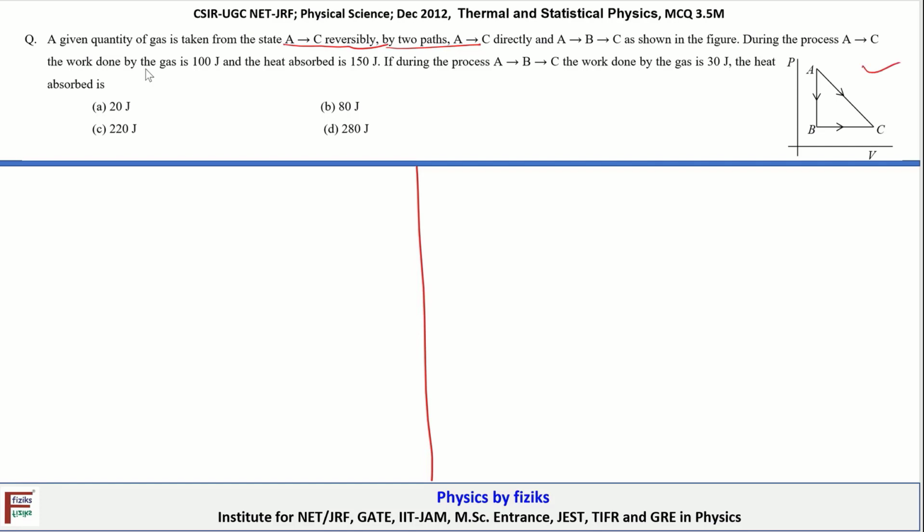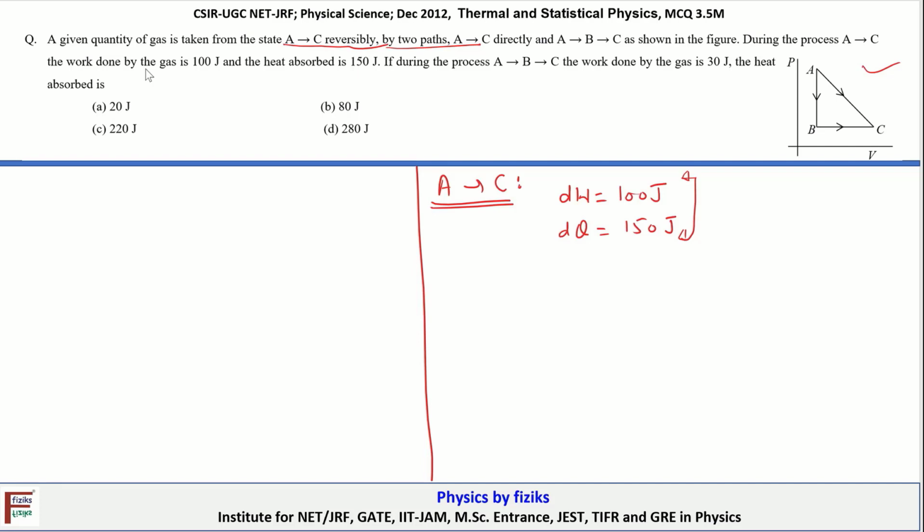So during the process A to C, let's try to find out the unknown things. When we are following the path AC directly, the work done by the gas is dW equal to 100 joule. Because it's work done by the gas, we are taking it as positive. And the heat absorbed, it's given that during this process dq is equal to 150 joule. Now from these two values, we can find the internal energy change during the process when we are moving from point A to C.